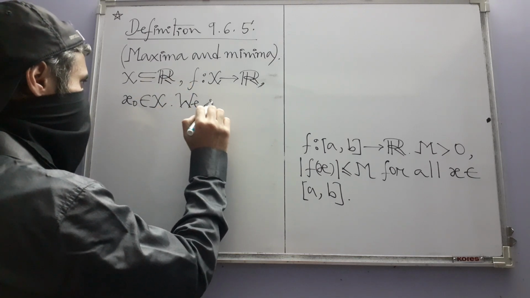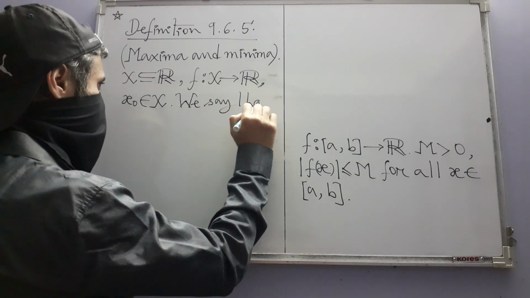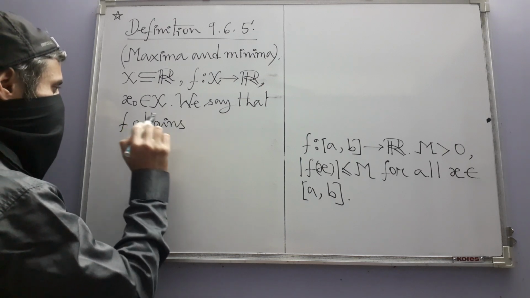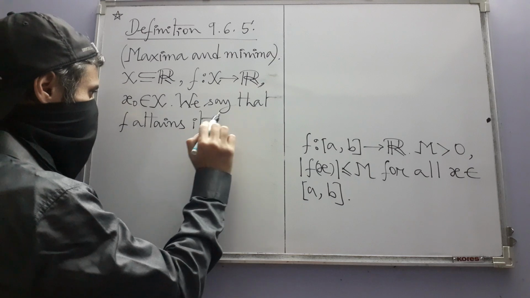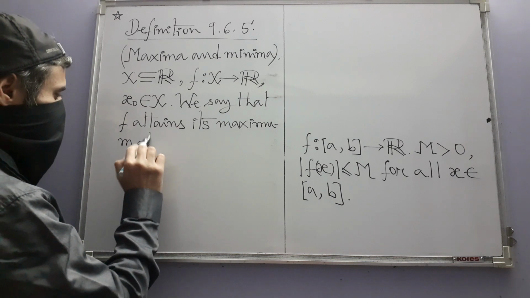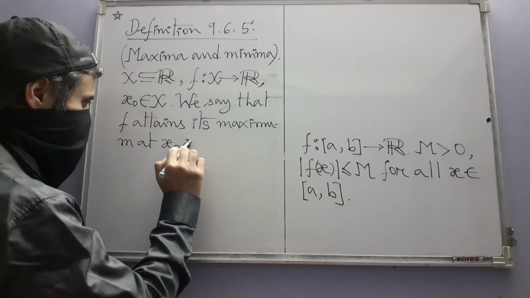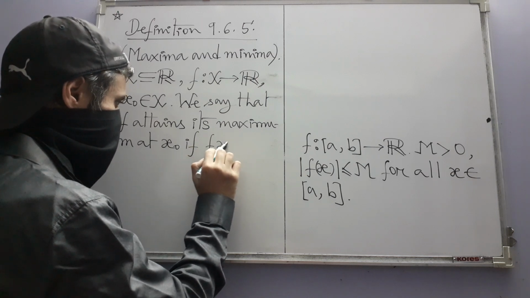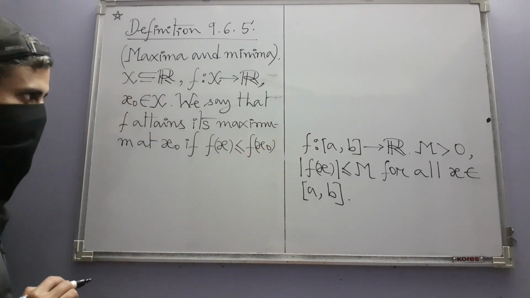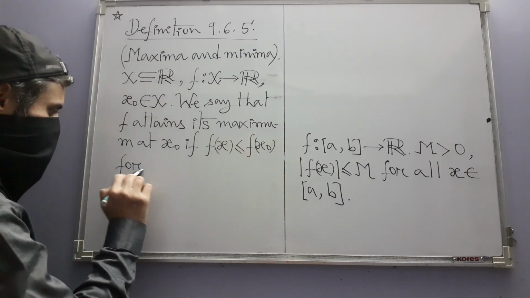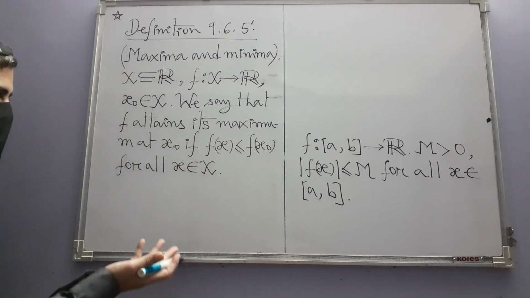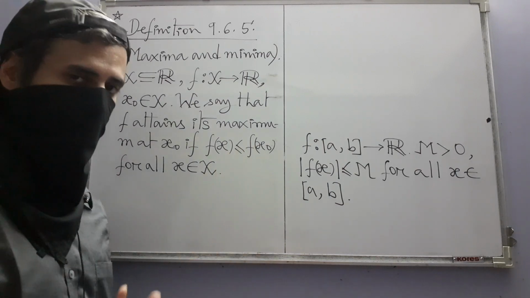We say that f attains its maximum at x naught if f of x is less than or equal to f of x naught for all x in x. This is a pretty natural definition. In fact, that's what we mean when we say maximum.